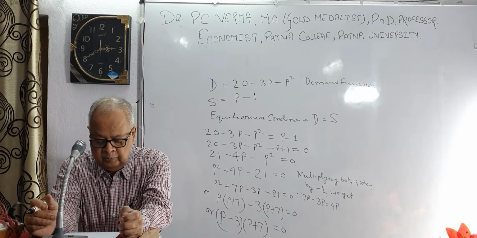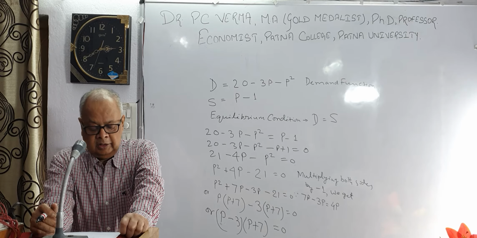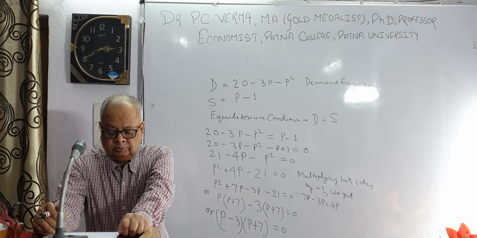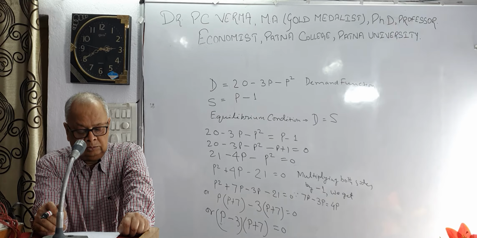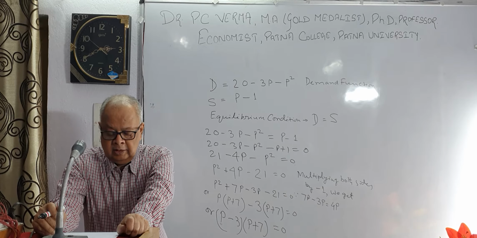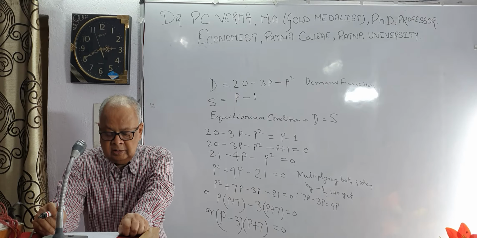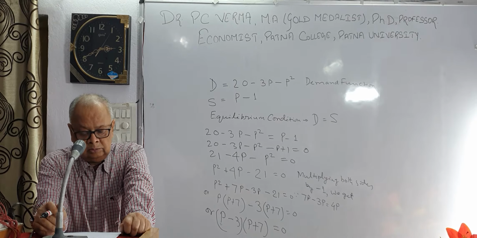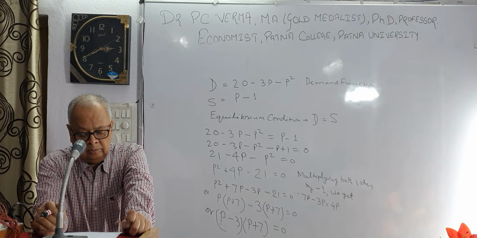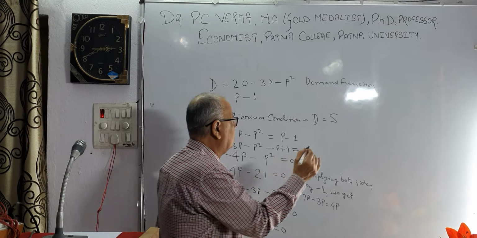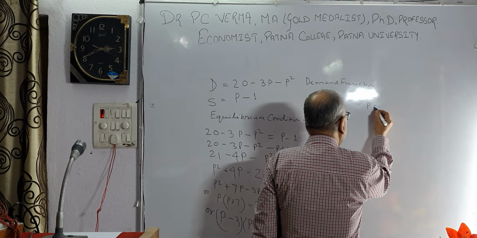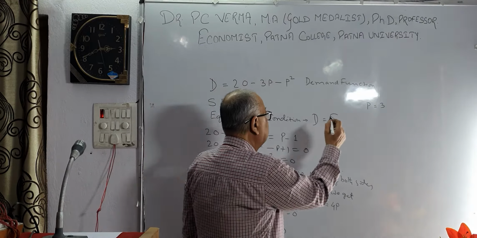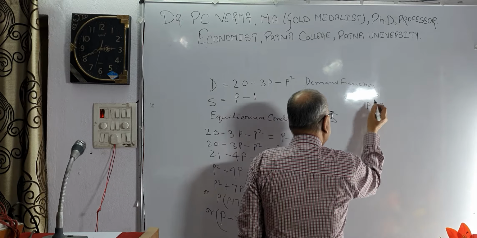When we go forward to find the equilibrium price, we have two options. P minus 3 is equal to 0. If we take P minus 3 equal to 0, then P equal to 3. Or P plus 7 is equal to 0, then P will be minus 7.